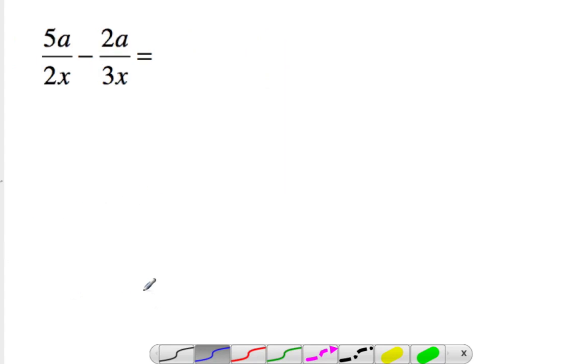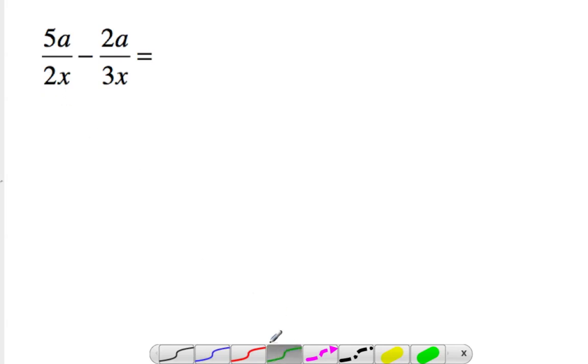Okay, two more to go. Adding these together, I've got an x in here, and an x in here, and a 3 and a 2. So if I think about my least common denominator, or greatest common denominator, that's the better terminology, greatest common denominator, or least common multiple. Least common multiple. There we go.